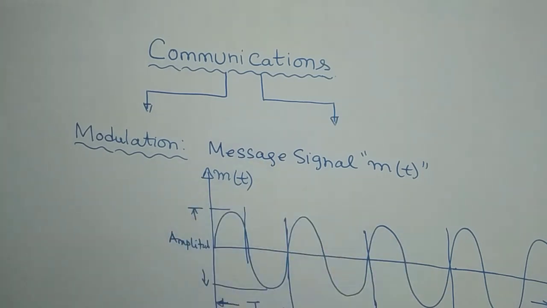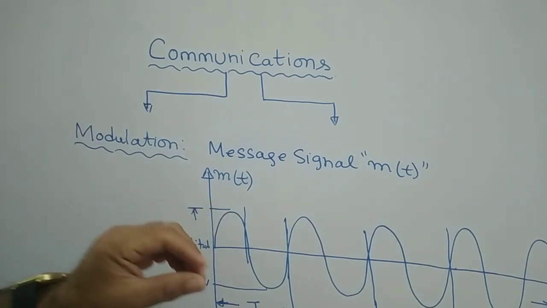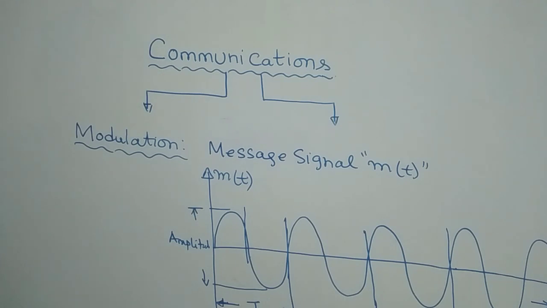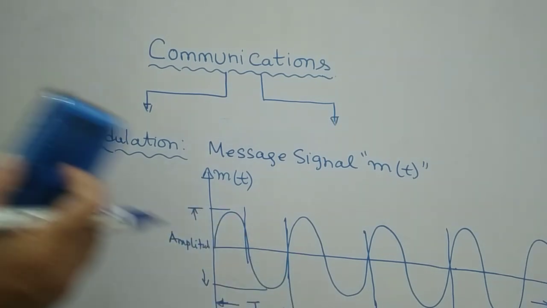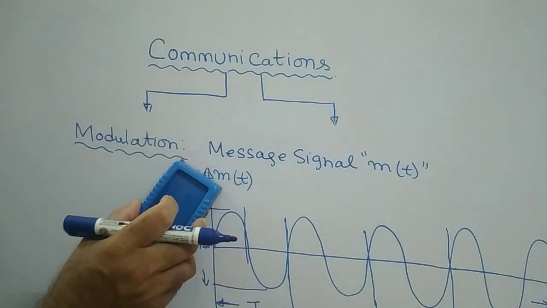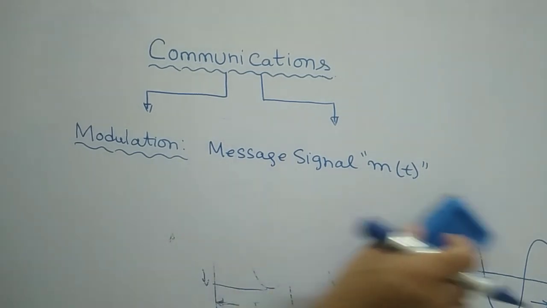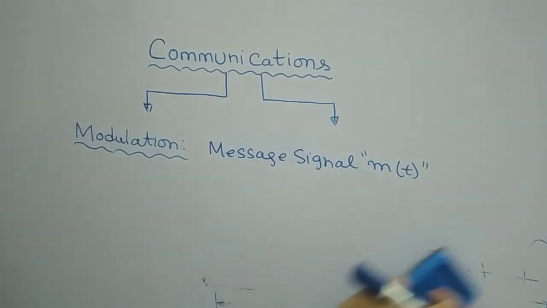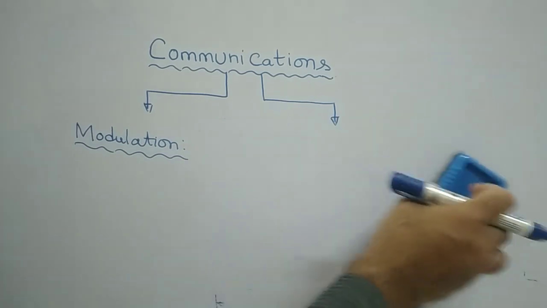Sometimes it could be in any other form, maybe a triangular shape or whatever, but in general we will consider the sinusoidal wave. This is the basic representation of a message signal. Now let us see how the carrier signal looks. The carrier signal looks like this.